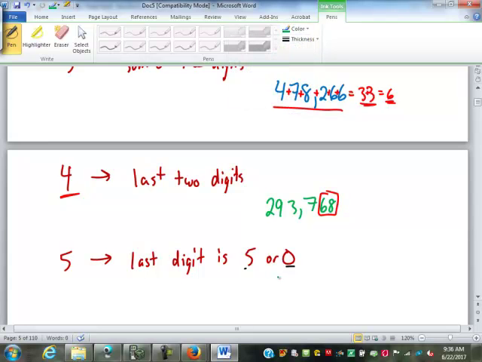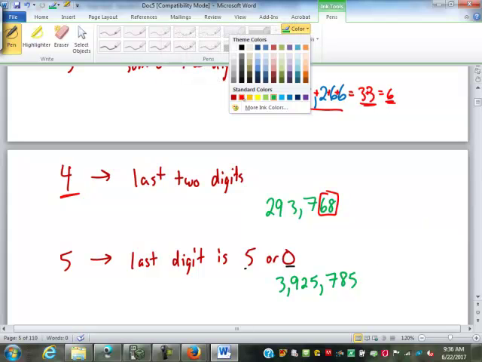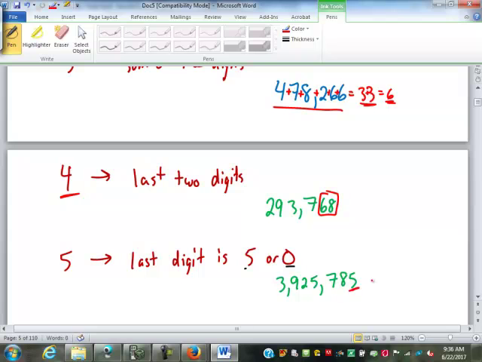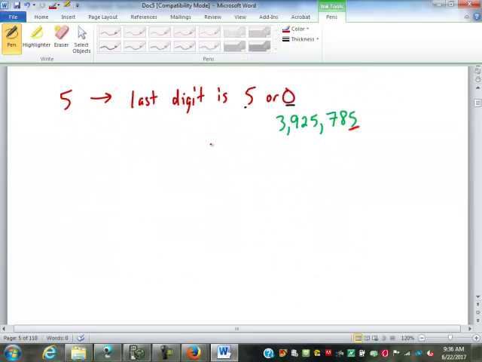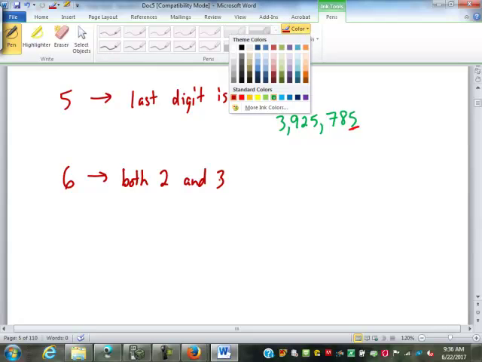So if I have the number 3,925,785, that is divisible by 5 because that last digit's a 5. Six, again, is not as convenient. It's divisible by 6 if it's divisible by both 2 and 3.